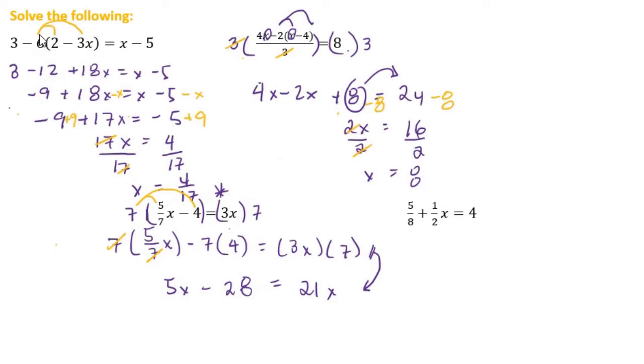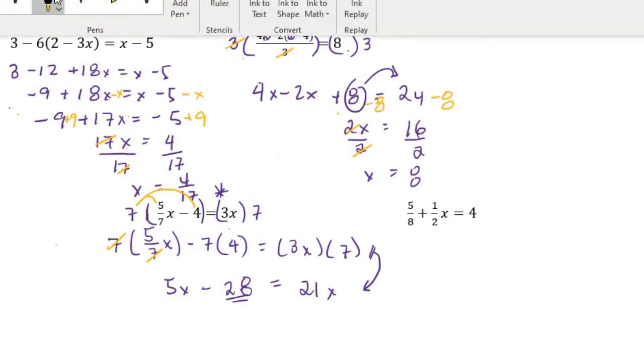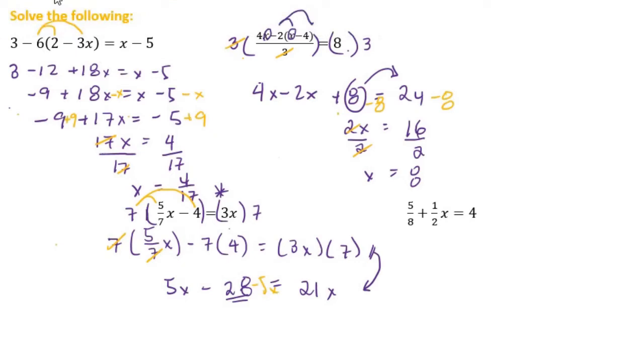Well, I notice here that the negative 28 is already by itself. It's the only term without an x. It's on the left-hand side. So why don't we move that 5x over to the right? It's positive 5x, so I'm going to subtract 5x from the left-hand side and from the right-hand side.